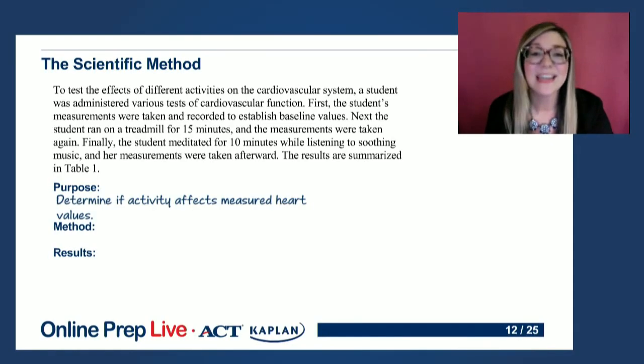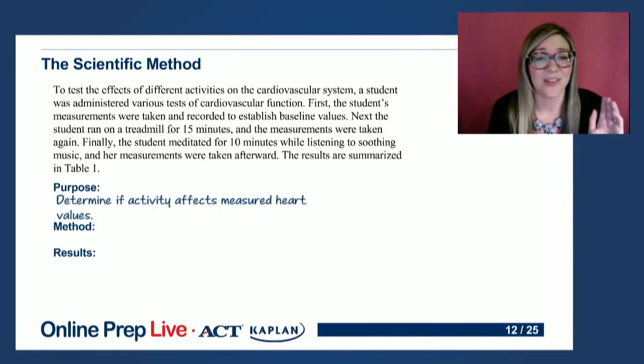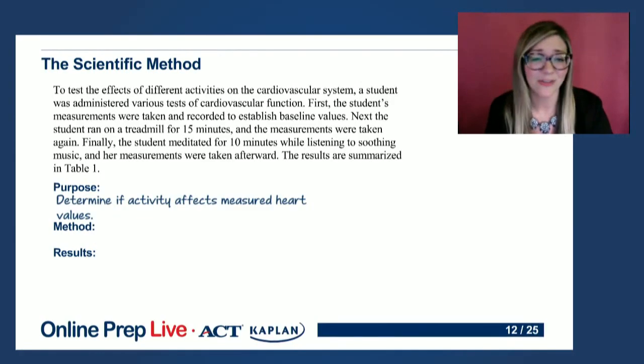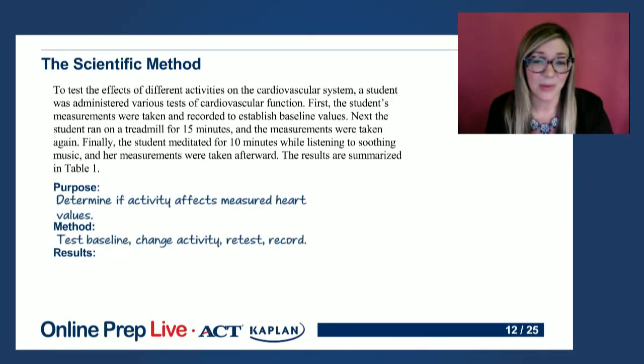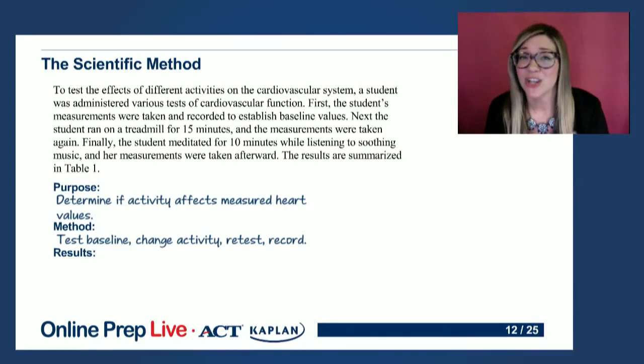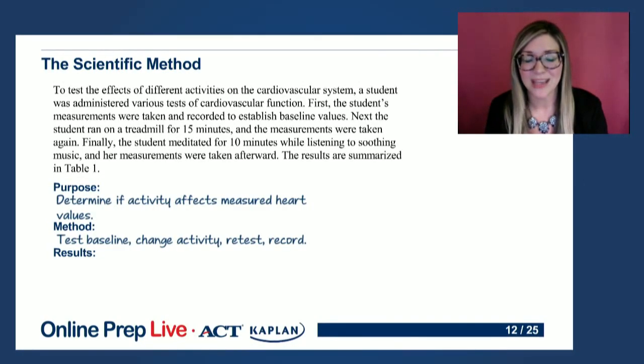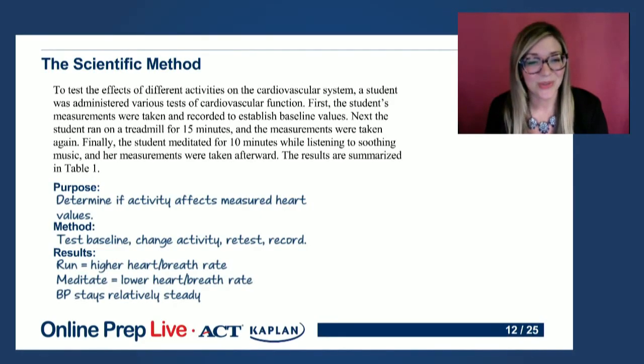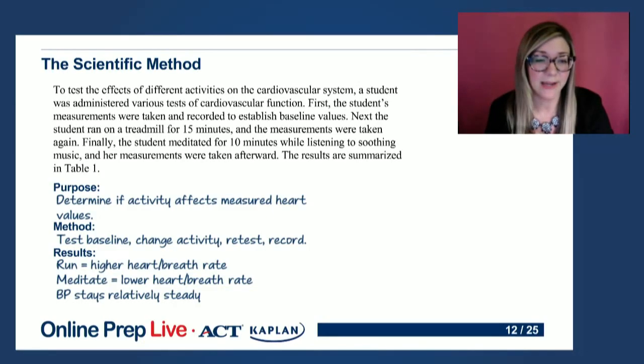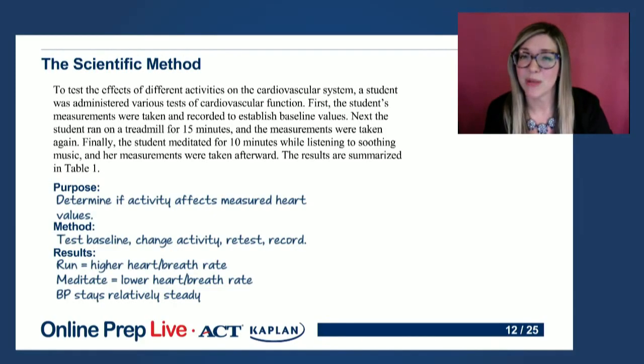Now, how did they do it? They gave us the methods. Remember, we looked at the different steps, first, next, finally. So our method was, okay, we're going to test the baseline, then we're going to change the activity, we're going to measure, we're going to test, we're going to record. Finally, we can take a look at our results. So what we saw here were when we were running, we had a higher heart rate and breathing rate. When we're meditating or resting, we're going to see a lower heart rate and breathing rate. And we're going to see that our blood pressure actually stays relatively steady. These are some important things to take away in terms of our results.